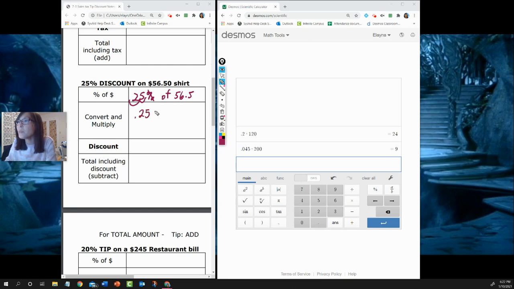The of reminds me that I am multiplying that with 56.5. When I figure out what is that in my calculator, 0.25 times 56.5, I get 14.125. Now, 14.125 is the discount amount. It is the amount that I get to take off of the original price.